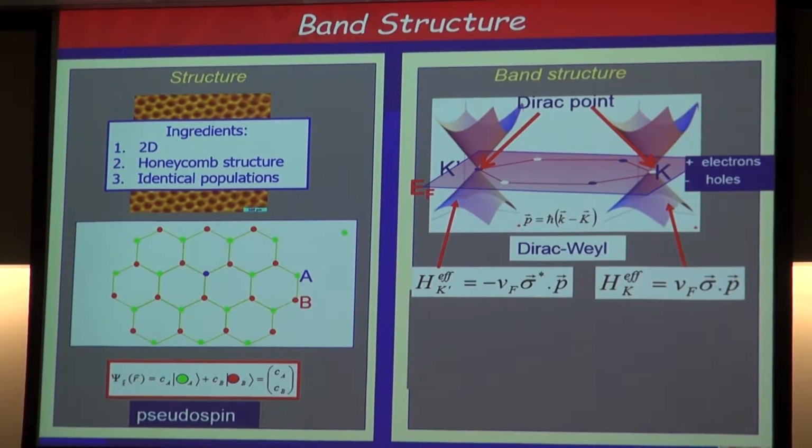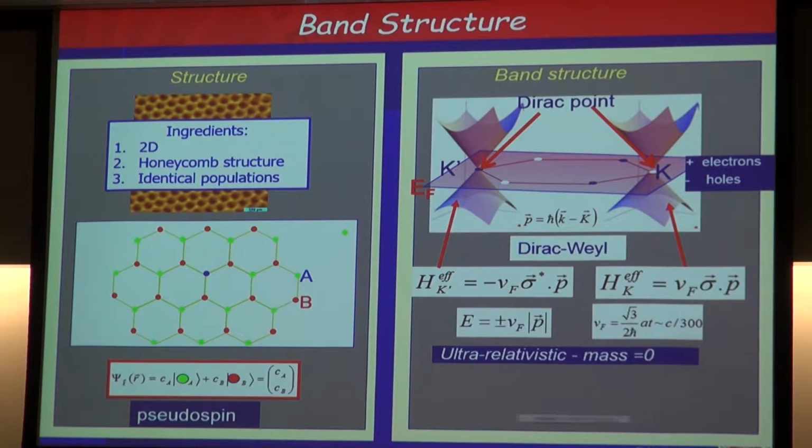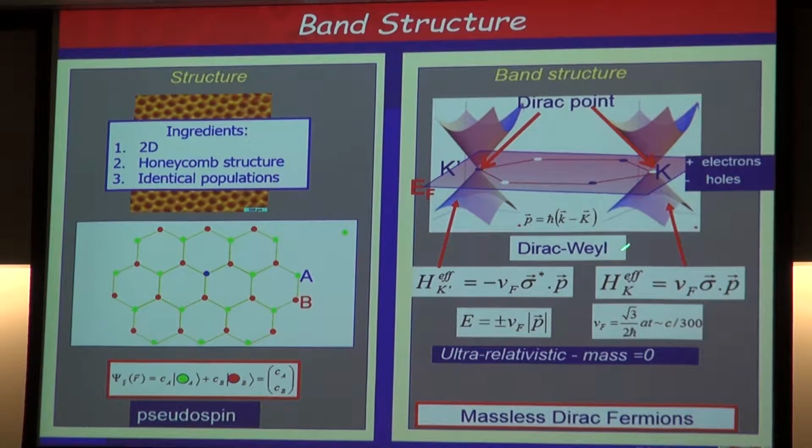Now, this equation is exactly the same equation that describes neutrinos before they had mass. And we're actually not totally sure whether or not electrons in graphene have mass. So the dispersion relation here is linear. The energy is proportional to the momentum, and the prefactor is the Fermi velocity.